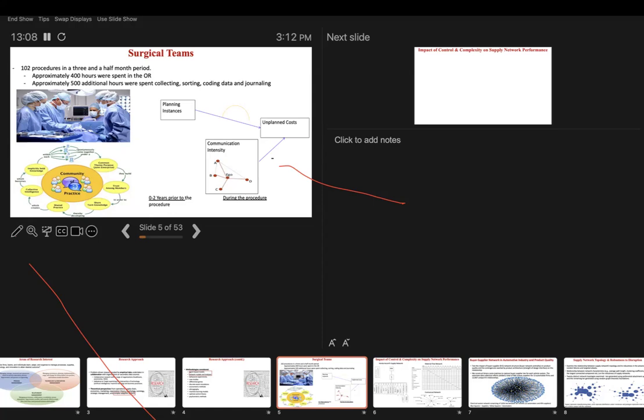Can you say which hospital system? No, I can't say that. It's in Michigan. Yeah. Any other questions?